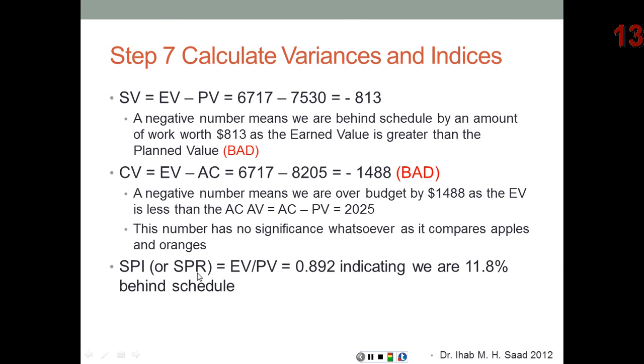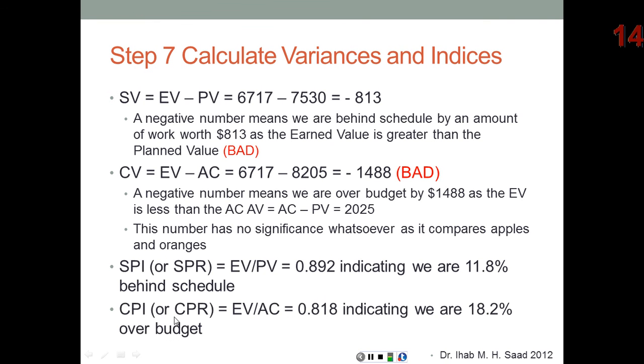The SPI or SPR is earned value divided by planned value. We have here a number that's less than 1, which again is bad, so it indicates that we are 11.8%, which is the difference between 1 and 0.892, behind schedule. The cost performance ratio or index, earned value divided by actual cost, again it's less than 1, 0.818, which indicates that we are 18.2% over budget. So this is basically the summary of how this project is performing. It's not doing very well currently.